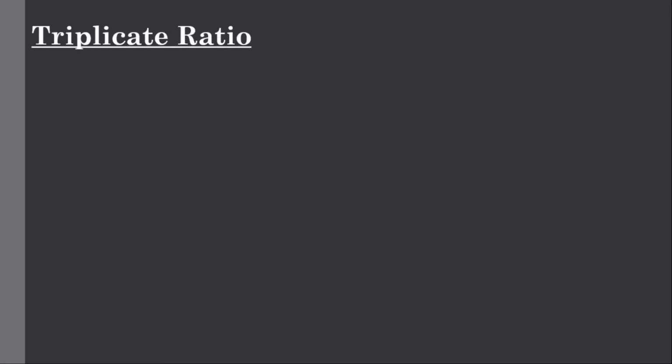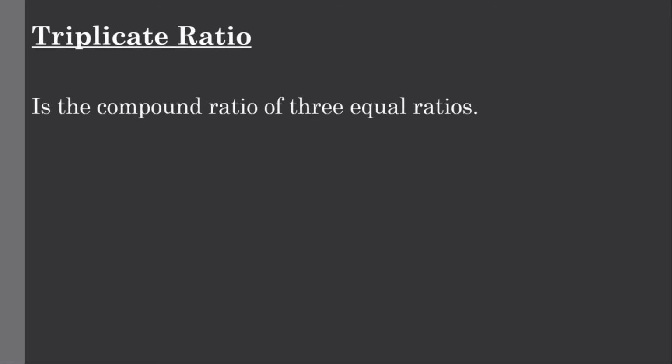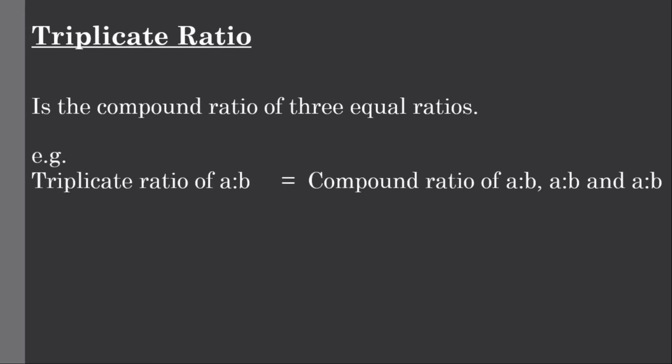Next, we have the triplicate ratio. Again, triplicate ratio is a compound ratio of three equal ratios. So, if you have three ratios and each one is A is to B, then the compound ratio becomes the product of the antecedents to the product of the consequents. So, all the antecedents are A. We have three A's, so it is A cube, and we have the consequent B in each case, so it is B cube. Therefore, the triplicate ratio of A is to B is A cube is to B cube.